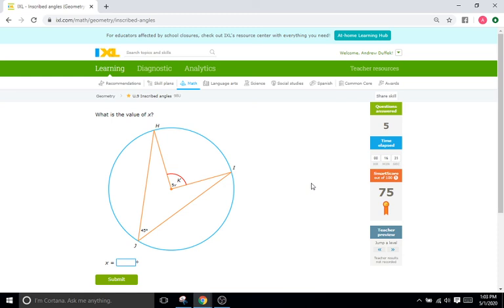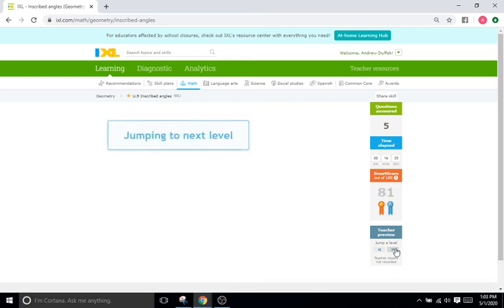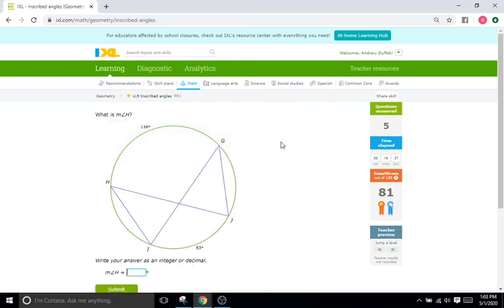What is the value of x? Same type of problem, just using some algebra.